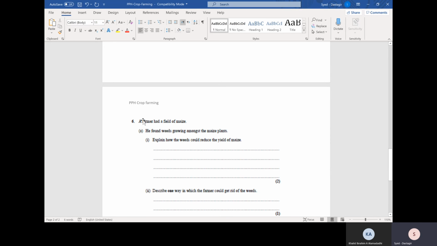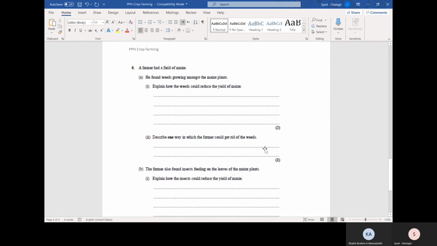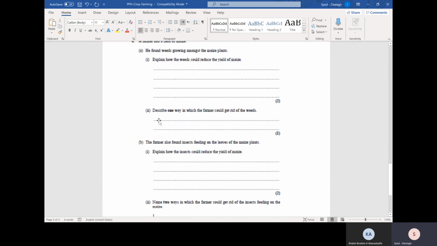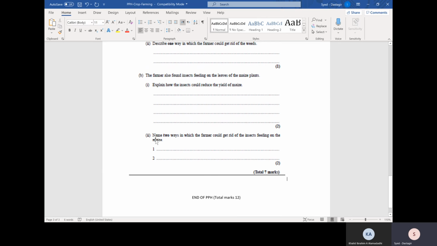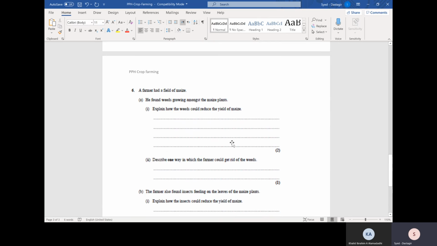So question number 6, a farmer had a field of maize. He found weeds growing amongst the maize plants. Explain how the weeds could reduce the yield of maize. That's for 2 marks. The second question is, describe one way in which the farmer could get rid of the weeds. The farmer also found insects feeding on the leaves of the maize plants. Explain how insects could reduce the yield of maize. The next one is, name 2 ways in which the farmer could get rid of the insects feeding on the maize. So let's go through the answers.